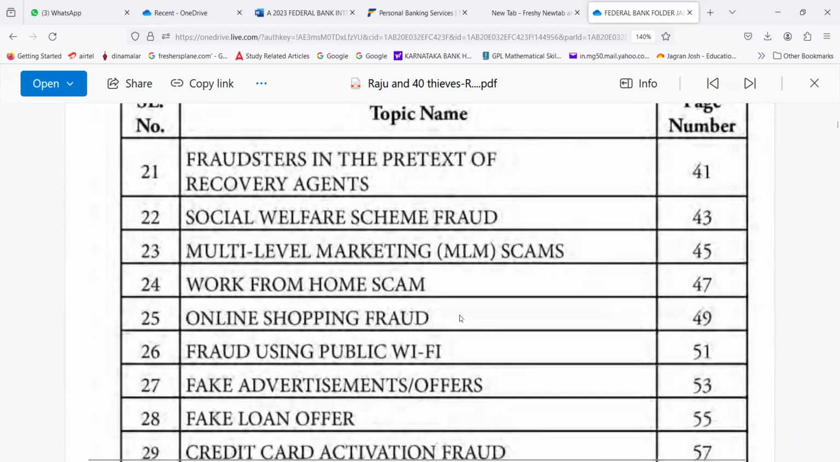21, fraudsters in the pretext of recovery agents. 22, social welfare scheme fraud. This is again another thing happening. Today's newspaper, it has come.